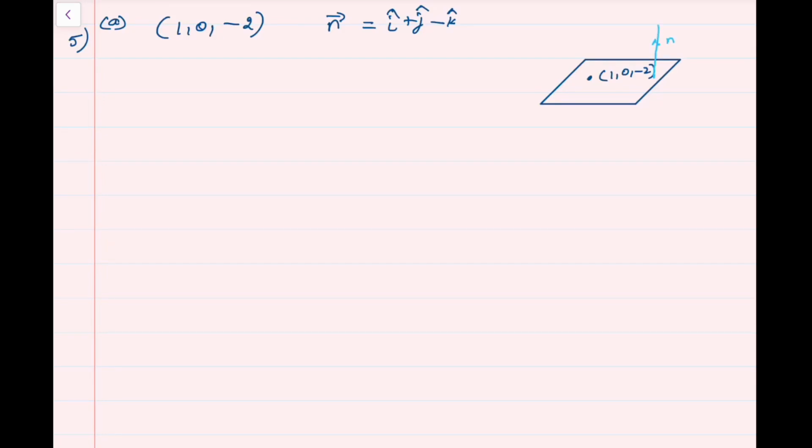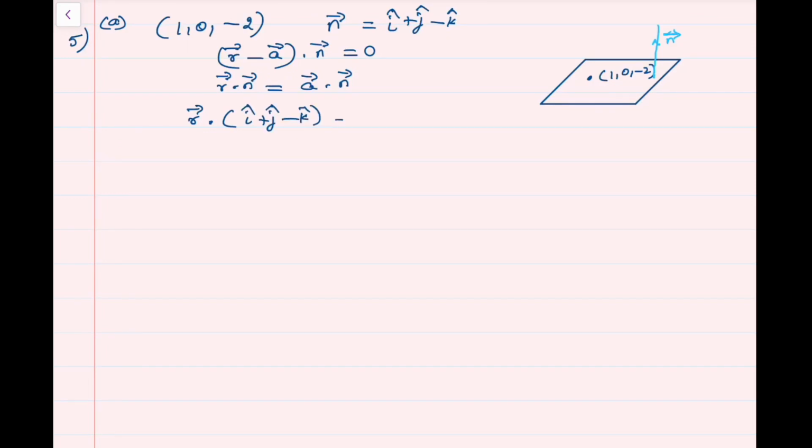If it is not given in the question, we do the cross product of any two vectors which are on the plane or parallel to the plane. The plane equation is vector r minus vector a dot vector n is equal to 0. Let us distribute. Vector r dot vector n is equal to vector a dot vector n. A and n are given. Vector n is i plus j minus k, and vector a is the position vector of the given point (1, 0, minus 2). Therefore, it is 1i plus 0j minus 2k dot n vector, which is i plus j minus k.